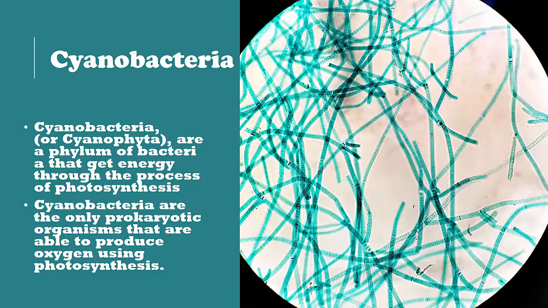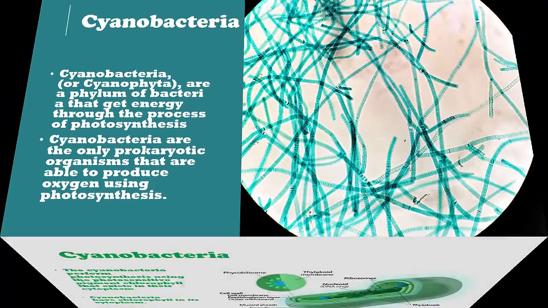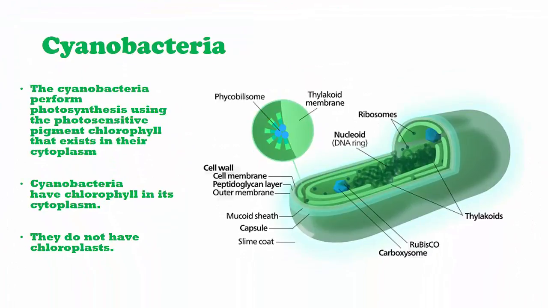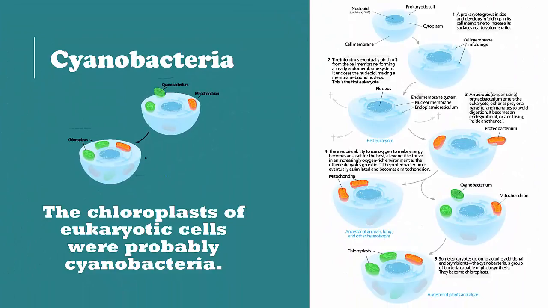Cyanobacteria, or cyanophyta, are a phylum of bacteria that get energy through the process of photosynthesis. The cyanobacteria are the only prokaryotic organisms that are able to produce oxygen using photosynthesis. They perform photosynthesis using the photosensitive pigment chlorophyll that exists in their cytoplasm. Cyanobacteria have chlorophyll in the cytoplasm. They do not have chloroplasts. The chloroplasts of eukaryotic cells probably were the cyanobacteria.